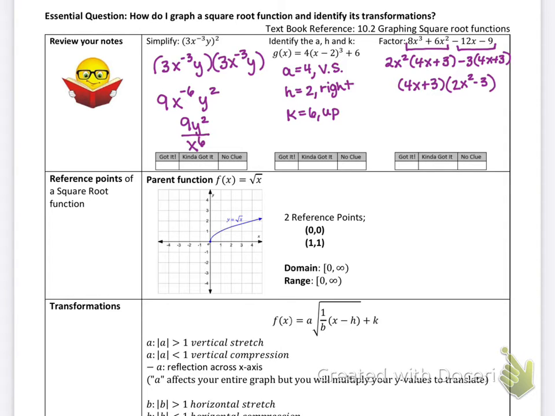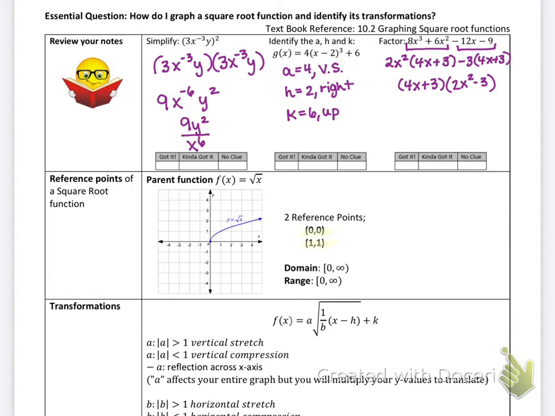So our square root function, as you can see in the second box, looks just like a little side curve. You'll notice that instead of 3 reference points for a square root function, it only has 2. And the reason for that is because it curves more like a C than a squiggle, like the cubic functions are. And so we have reference points of 0, 0, and 1, 1. So those are going to be really important to understand.